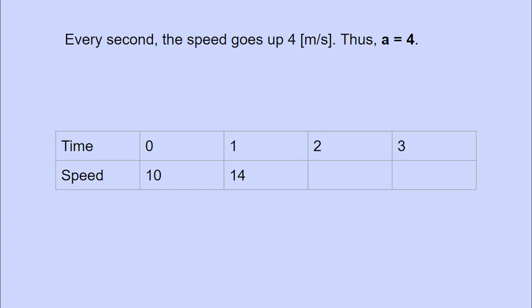Let's see if we can complete this chart. We have times 0, 1, 2, and 3. We have speeds 10 and 14. But what about 2? Well, the acceleration is constant, it doesn't change, and every second it gains 4 meters per second. So we just need to add 4 to the last number, to 14. So at t equals 2, the speed will be 18. Following the same rule, at t equals 3, the speed will be 22.